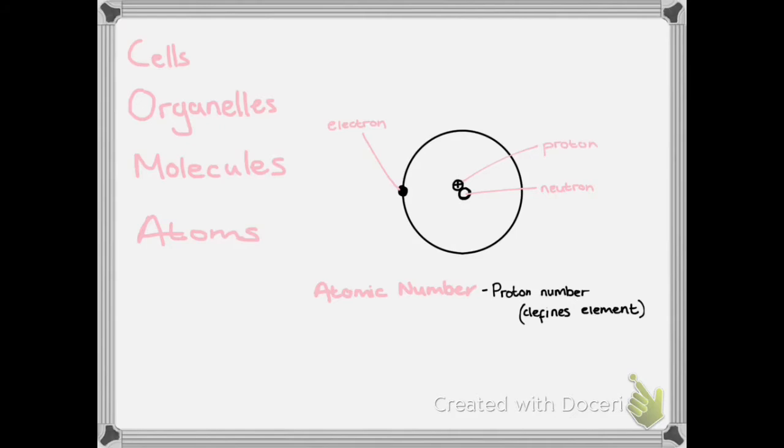The defining feature of an element is the number of protons it has, which is also the atomic number. So for example, with carbon, it has the atomic number 6, which means it has 6 protons.